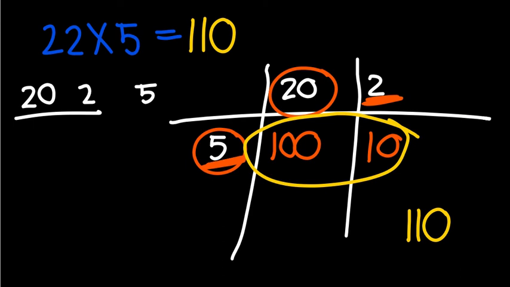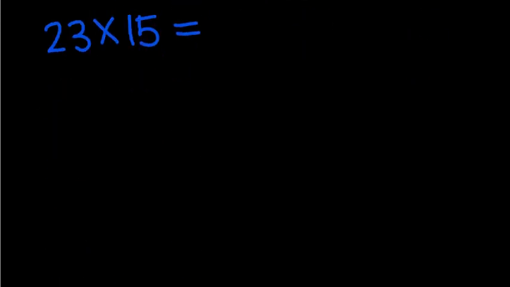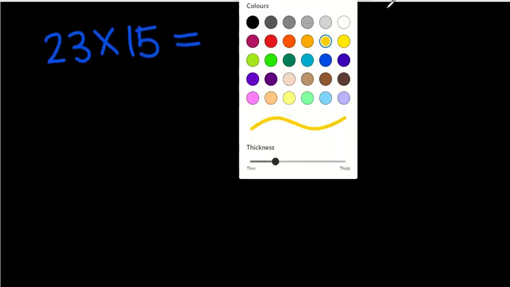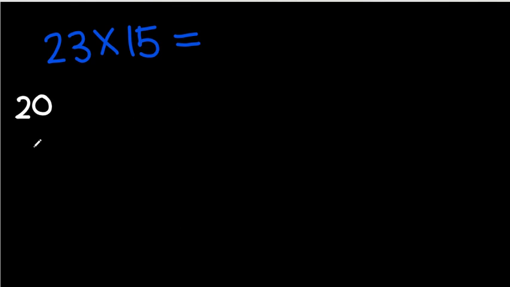Exactly the same principle applies when we have bigger numbers. We just break up all the parts and go from there. So again, this one, 23. I'm going to look at 20, I'm going to look at 3. And then the same thing for the second number. So for 15, I'm going to work with 10 and I'm going to work with 5.